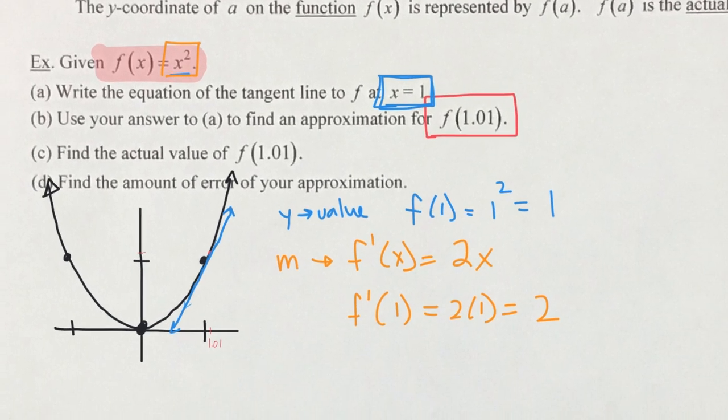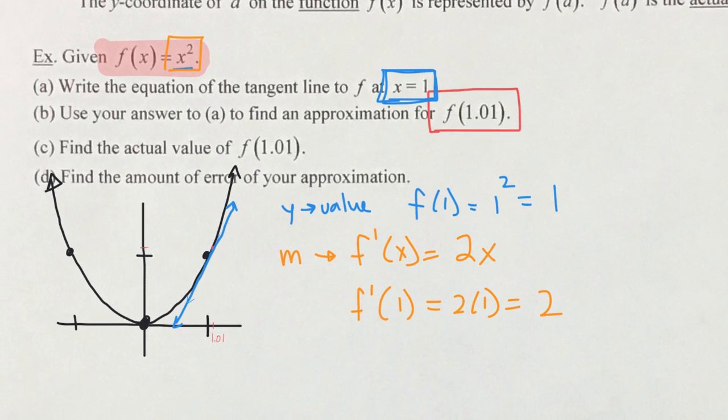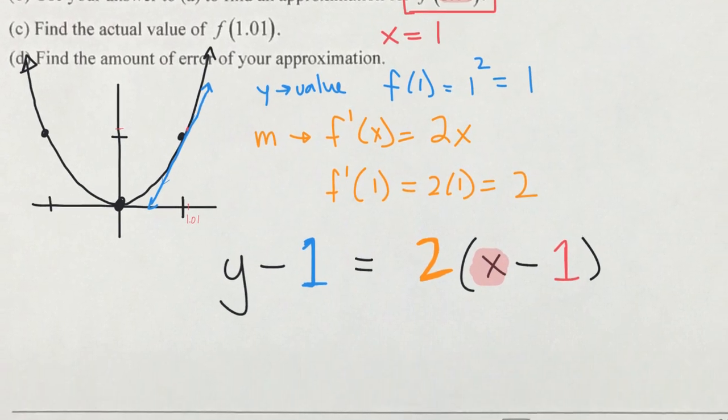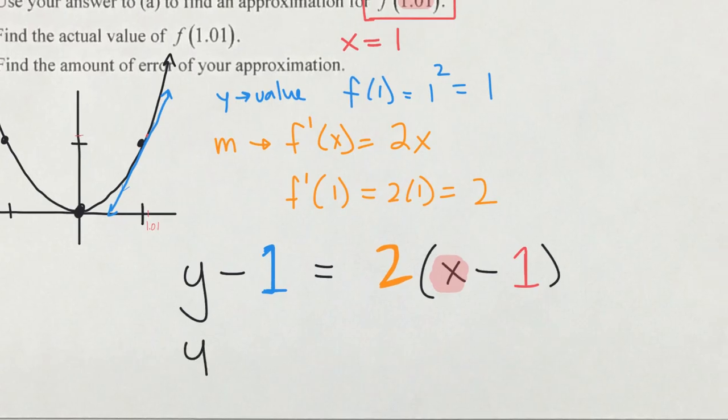So we can write part A, the equation of the tangent line: y minus 1 equals 2 times x minus 1. Now that we have our linear equation, we're going to plug 1.01 in for our x value and do all the math to simplify this down to see what our approximate y value is going to be.